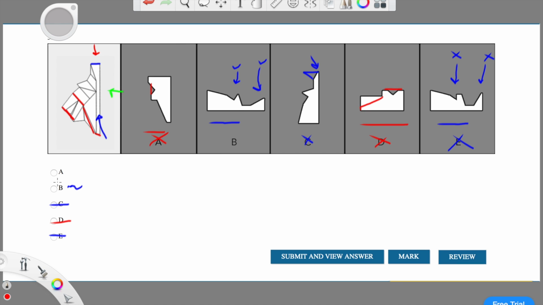Since choice A does not have the same height, choice A is wrong, and that leaves us with choice B being the correct answer.